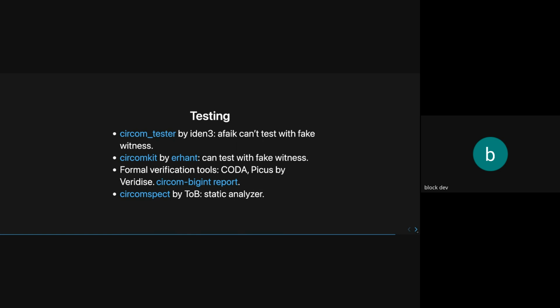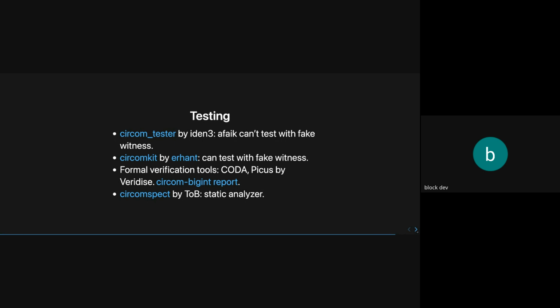I think it's a newer library, but one good thing about this is that you can test your circuits using fake witnesses. What I mean by that is that in Circom Tester, you test your proving and verification in the same flow. So basically, you prove some computation and then you send that same computation to the verification. I don't think it supports proving or verifying an incorrect proof, for example, where you assign a signal some random value that is not intended to be there. We call that a witness.